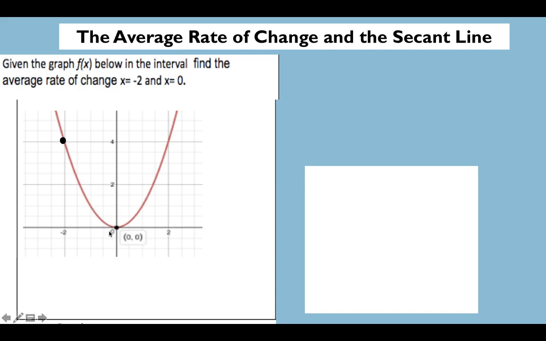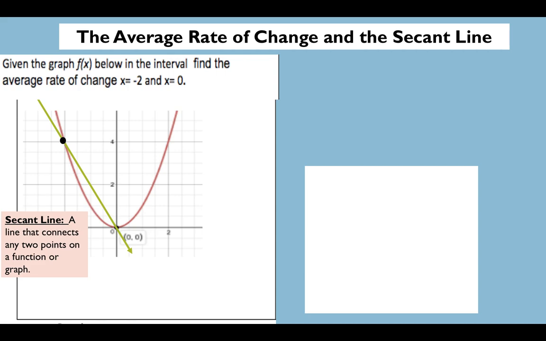Once you have these 2 points, and our goal is to find the average rate of change, what you do next is this. Draw a line between the 2 points. This line actually has a specific name. Let's write this down: the secant line.